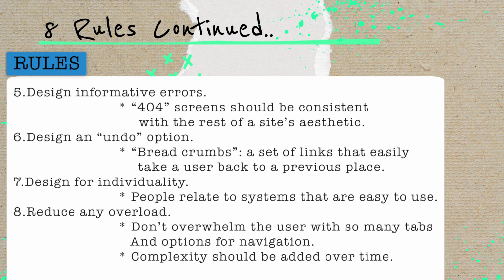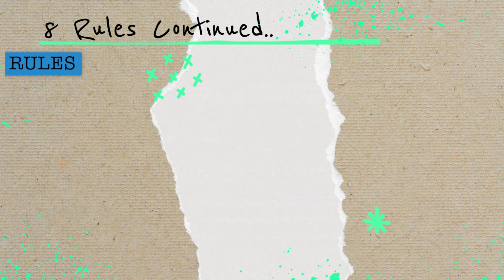7. Design for individuality. Interfaces should feel natural, like swiping on an iPhone. 8. Reduce overload. Don't overwhelm users. Keep things simple and build complexity gradually.